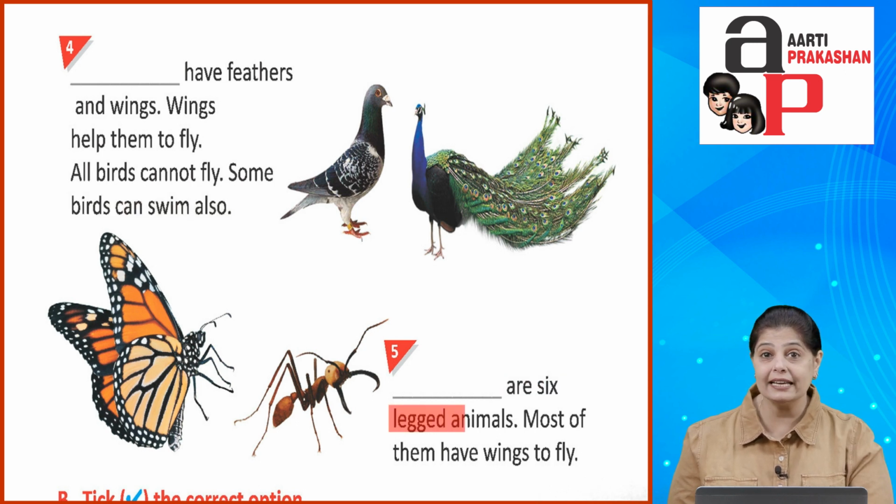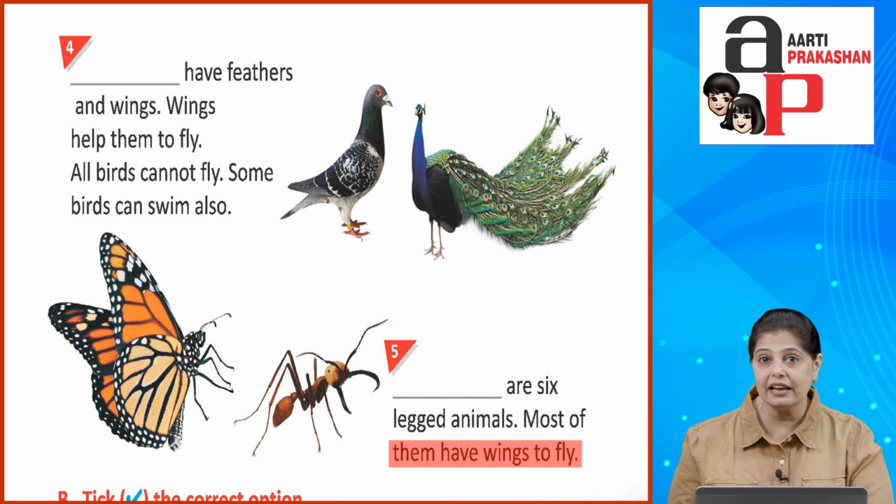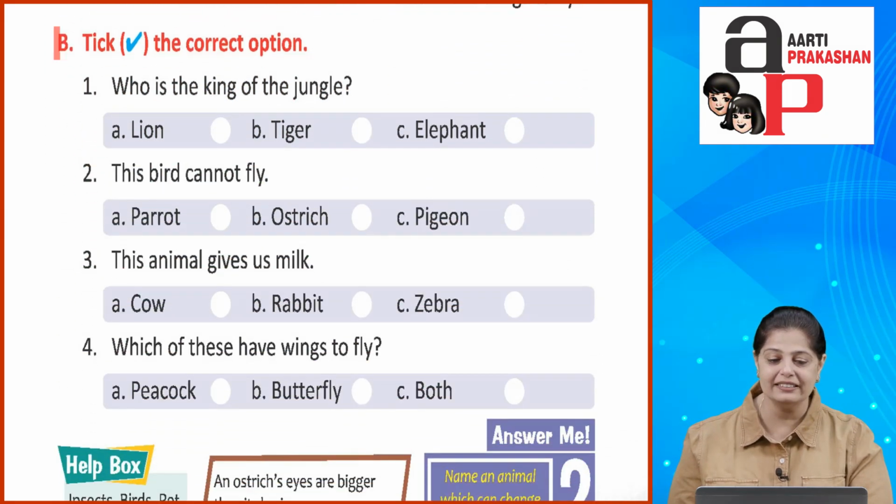We are six-legged animals. Most of them have wings to fly. These are six-legged animals. You can see them in your house also, for example, an ant or a butterfly. Who are these? These are insects. They are six-legged animals. So now quickly start filling up these blanks. Alright, now take the correct option.